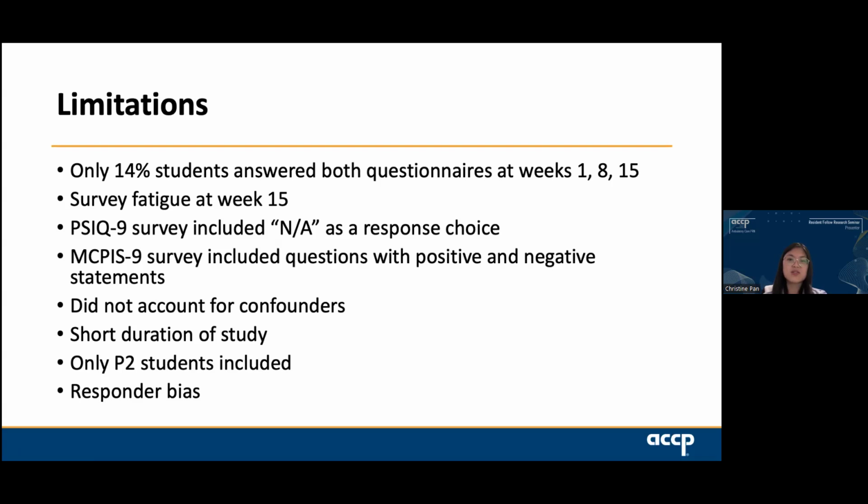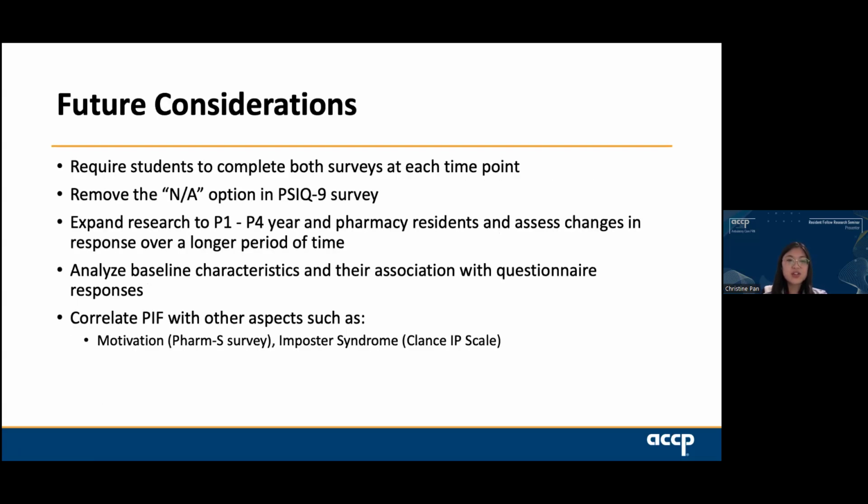This was only done for one fall semester, so it's a short duration of study, and only P2 students were included. So in the future, we can require students to complete both surveys at each time point. Additionally, we can remove the not applicable option in the PSIQ-9 survey, as well as expand this research to P1 to P4 year students and pharmacy residents to assess changes in response in these surveys over a longer period of time.